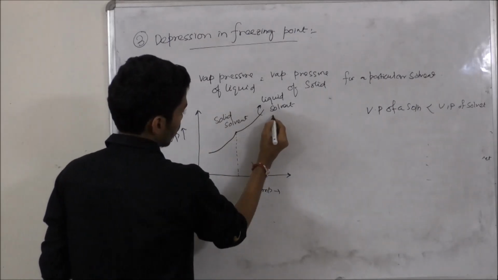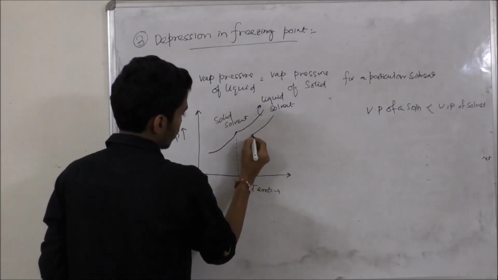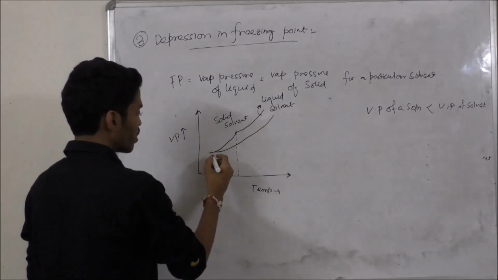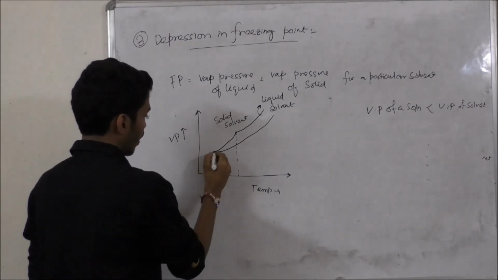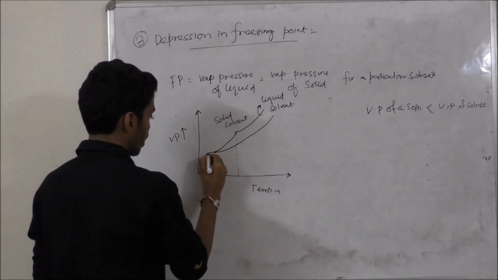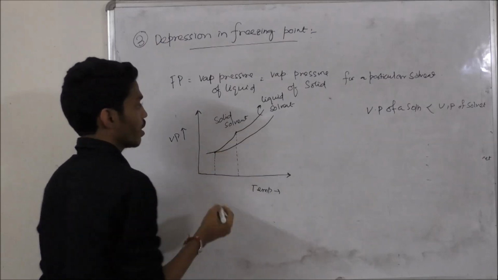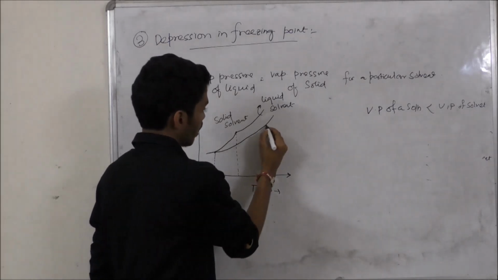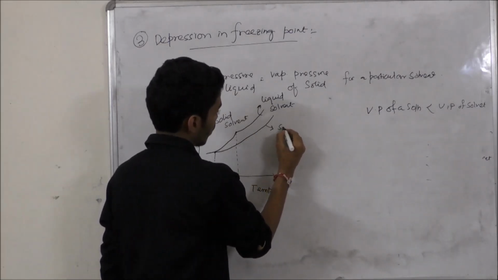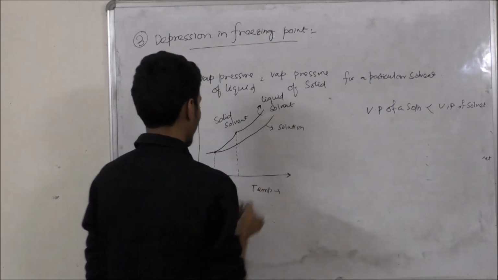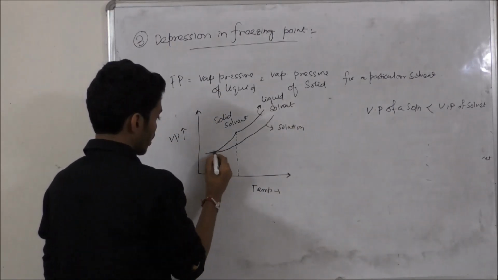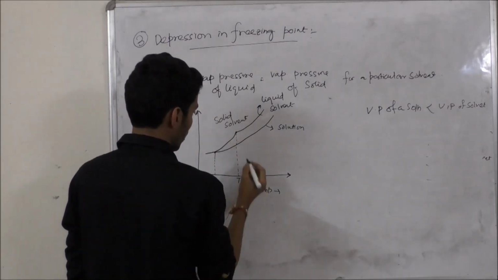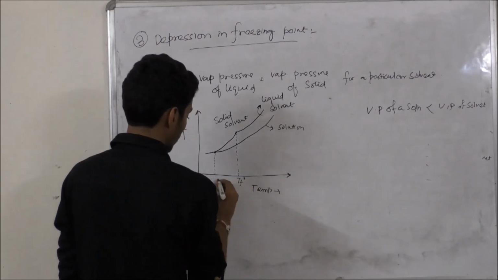Okay, so for a solution, when you decrease the temperature, the vapor pressure decreases, and at a particular temperature it freezes, meaning the solution becomes solid. So this is the curve for the solution. At this point it freezes. Suppose this temperature is TF naught, and this is TF.